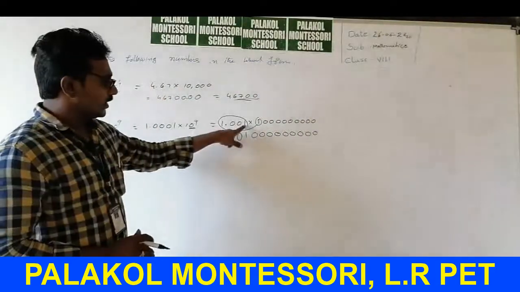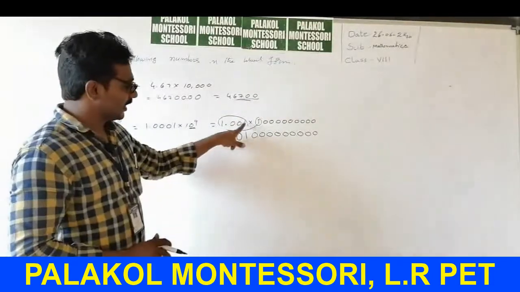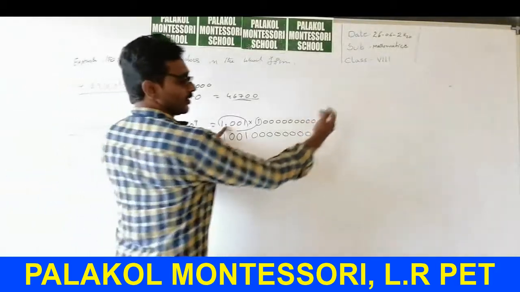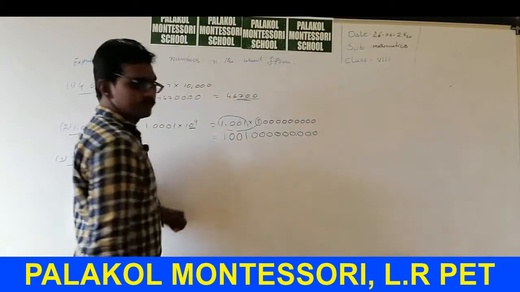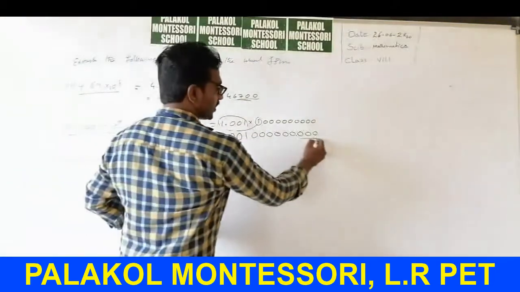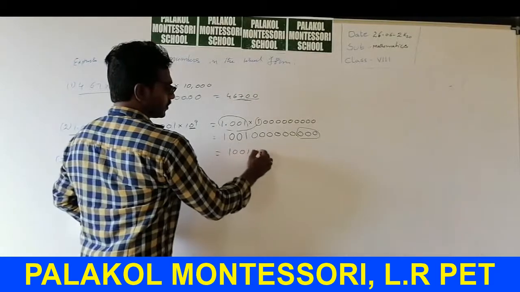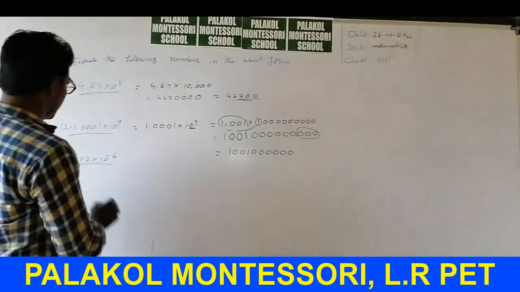Wait, here actually it is a decimal number. In this decimal, 3 numbers after the decimal are there. That's why from left to right, after 3 you write the point. After the decimal, 3 zeros have no value. So 1001, the sum is over.